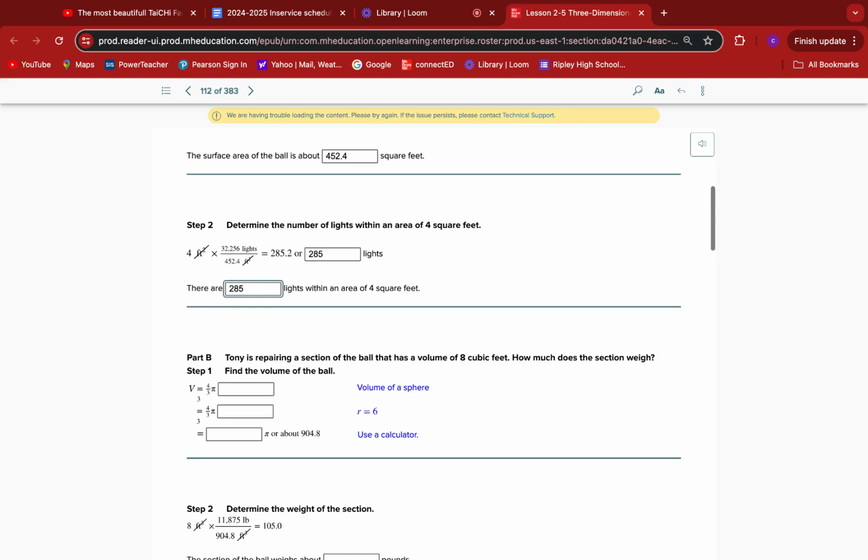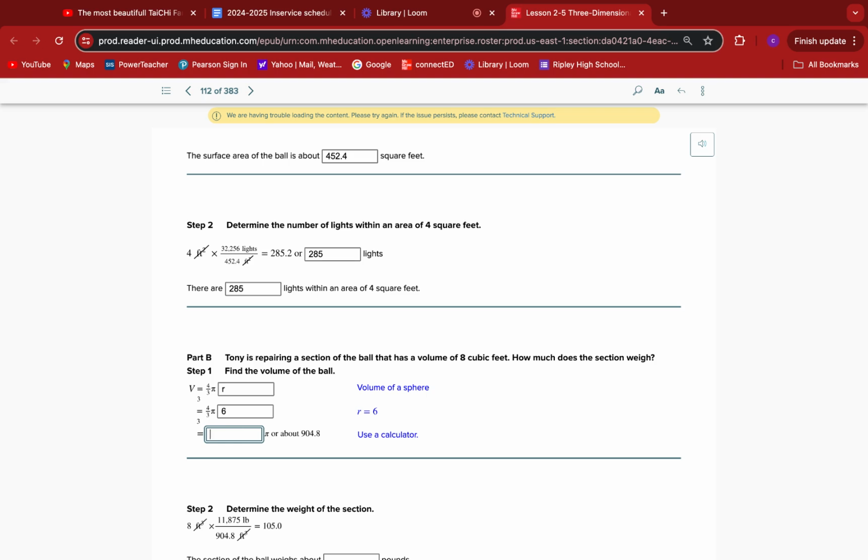All right, part B. Tony is repairing a section of the ball that has a volume of 8 cubic feet. How much does the section weigh? All right, we need to find the volume. Now, the formula for the volume of a sphere is 4/3 pi r cubed. See, I'm learning. The radius, again, is 6 because the diameter was 12. And you got to take that diameter, divide by 2 to get your radius. All right, so we're going to do 4/3 times pi times 6 to the power of 3.